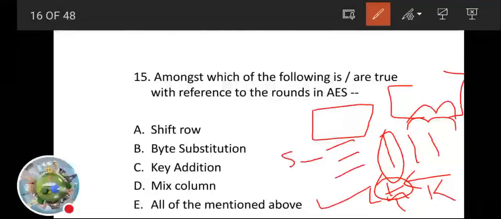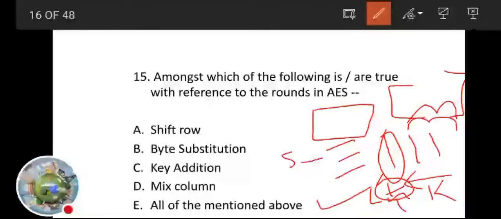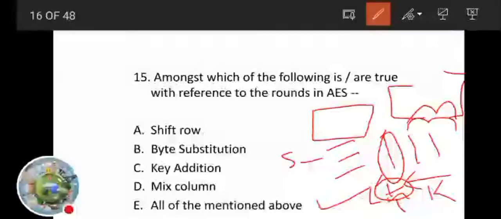On each round, all these happen. If you take 192-bit AES, 14 rounds will go. Up to 13 rounds, all this process will continue. On the last round, it will change the process.